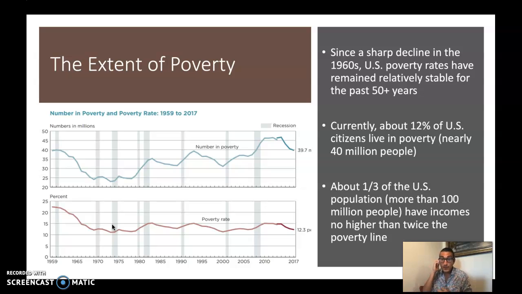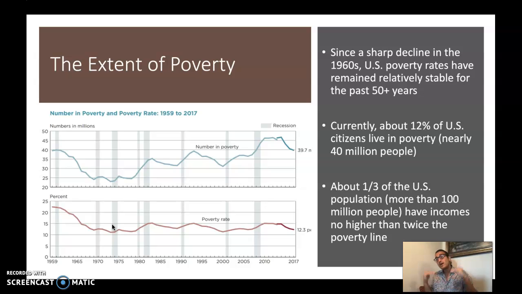So about one third of the people in the US population, so more than 100 million people, have incomes that are no higher than twice the poverty line, right? So remember, for a single person, the poverty line is just shy of $13,000. So that means that about 100,000 people in the US are making less than double the poverty line, right?